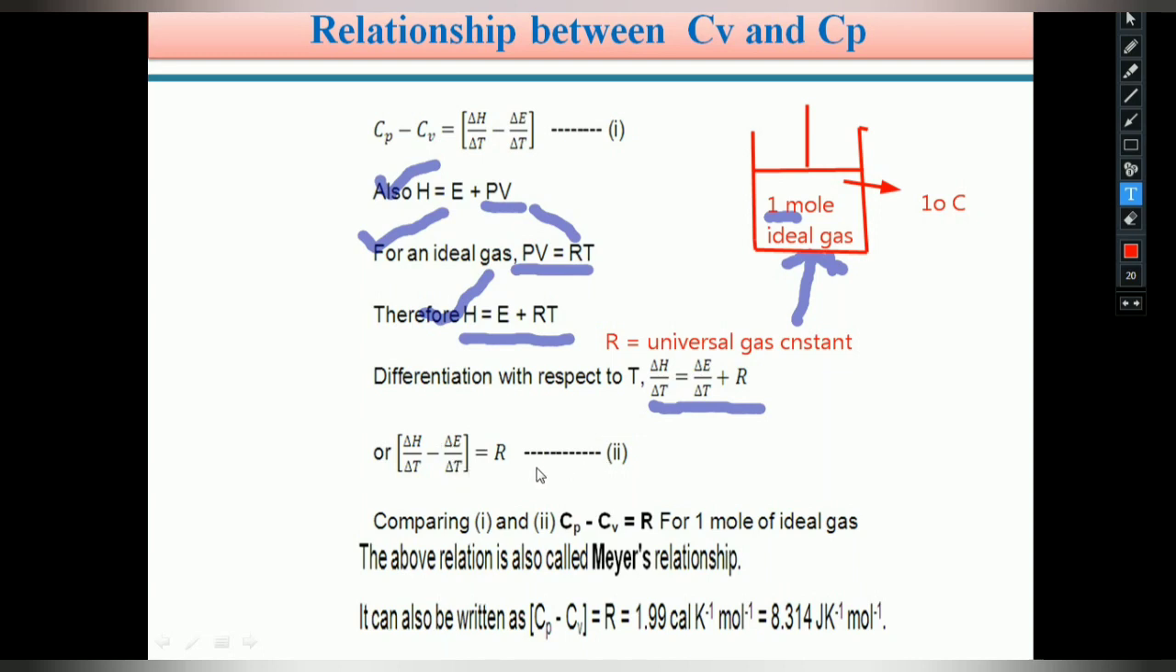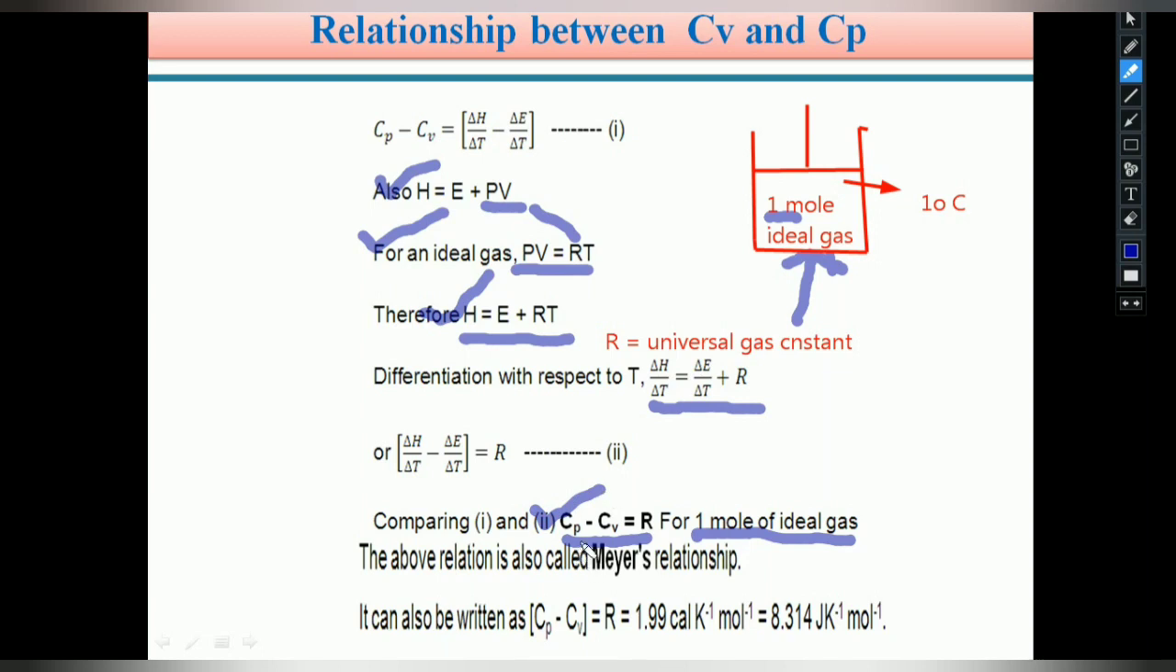You can represent this equation as 2. Therefore, students, from equation 1 and 2, you can write like this: Cp minus Cv is equal to R, the universal gas constant, for 1 mole of ideal gas. For 1 mole of ideal gas, Cp minus Cv is always equal to the R value.